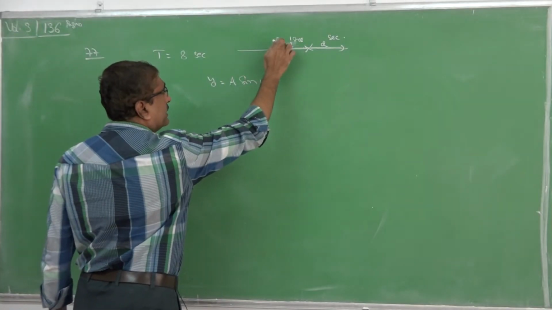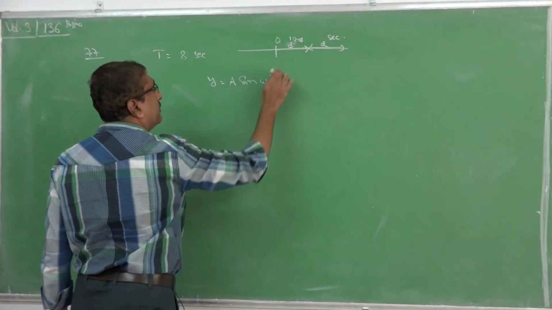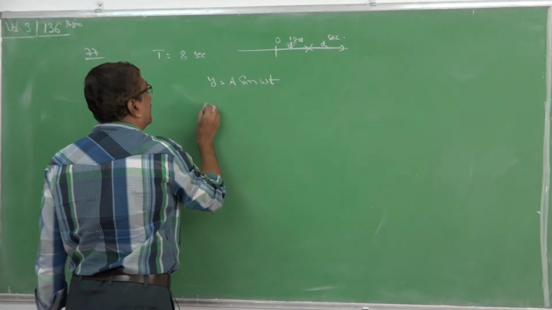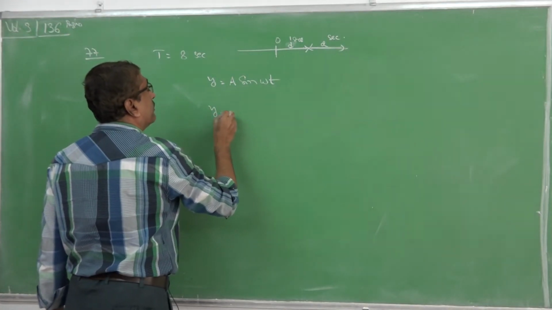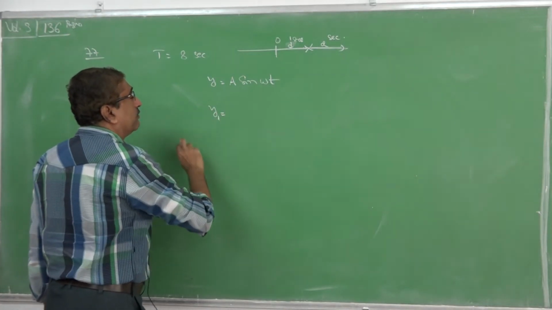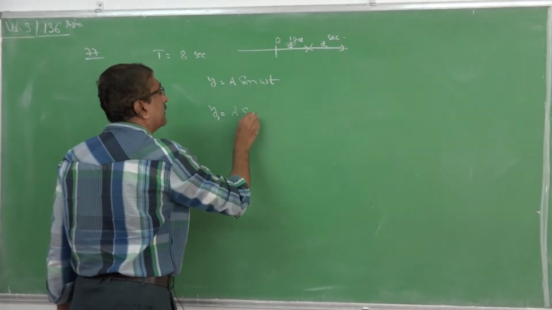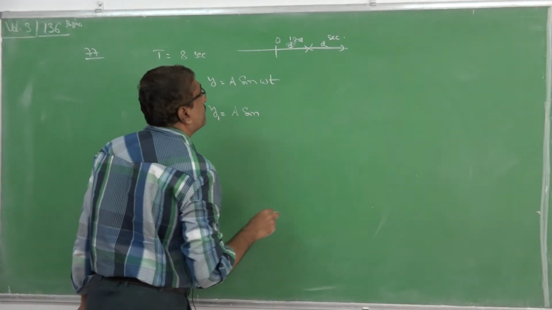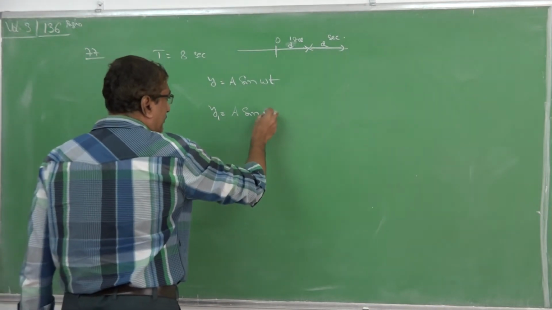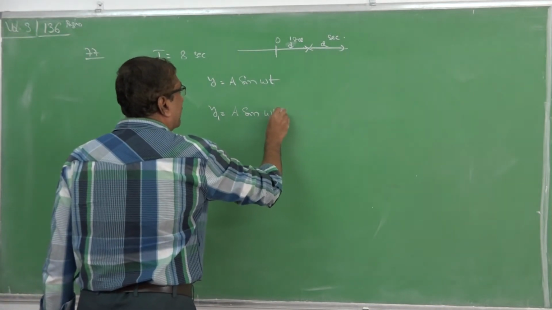Now initially the particle is at the 0 position. So after 1 second, means small t is equal to 1, y is equal to y1, we can take this as y1. So y1 is equal to A sin omega t.